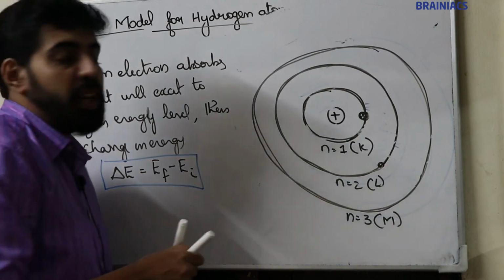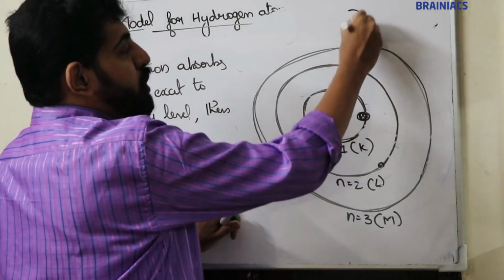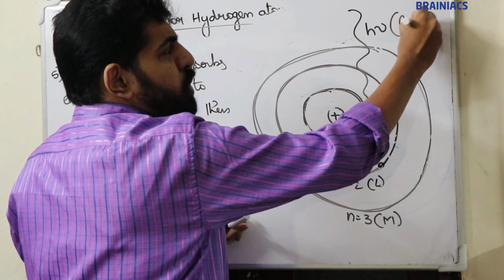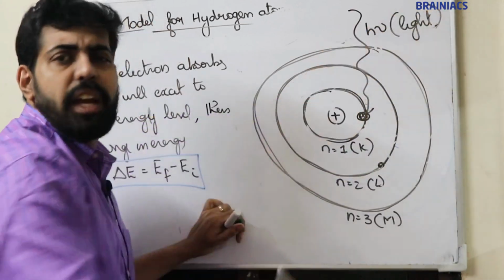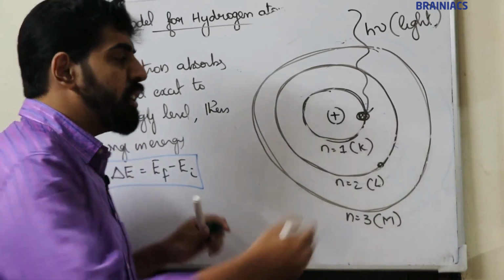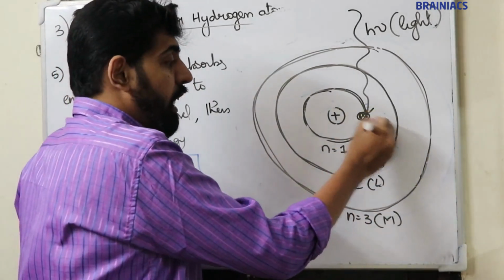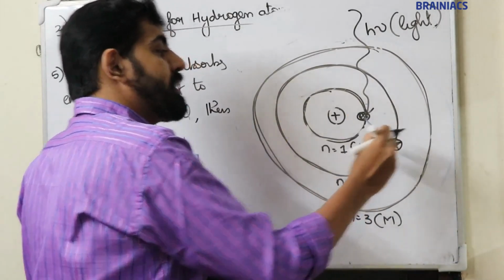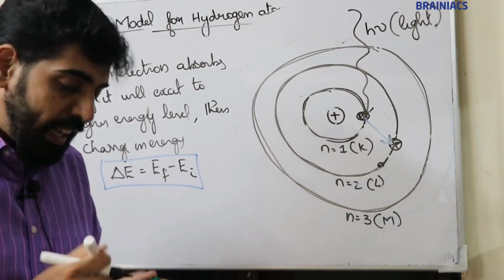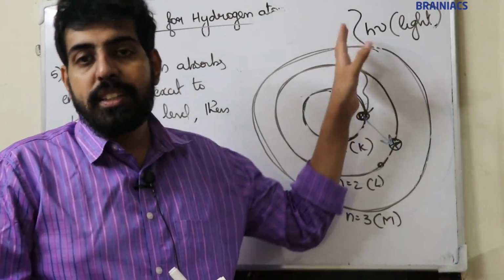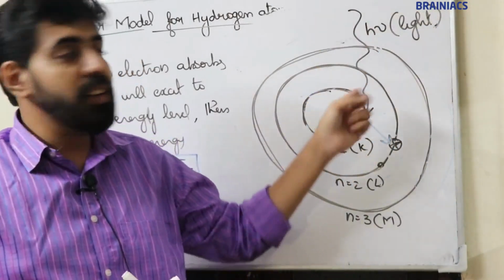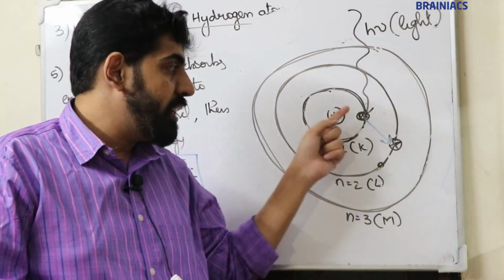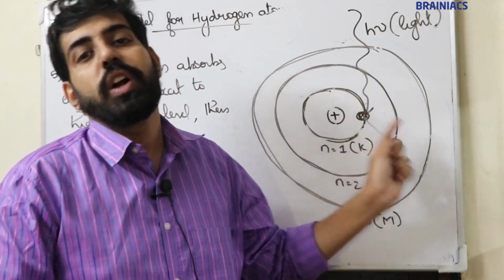So that means if this electron absorbs some energy, let the energy of light be h nu. It absorbs light energy. So this electron absorbs some light energy and it will excite. It is exciting to a higher energy level. So it's exciting from 1 to 2. It is jumping from 1 to 2. So here an electron is present in n is equal to 1 and that electron is absorbing light energy. Let h nu be the energy of light. It is absorbing light energy and it's moving from n is equal to 1 to n is equal to 2.